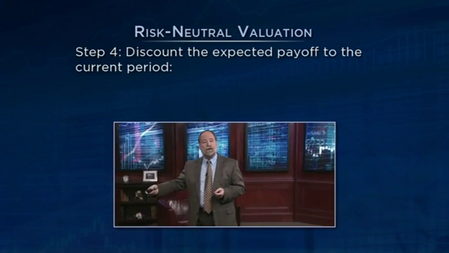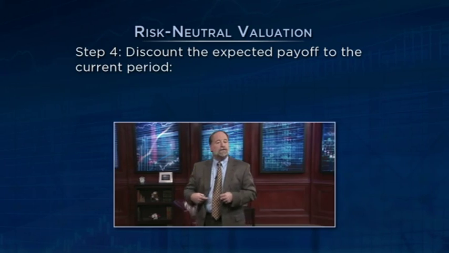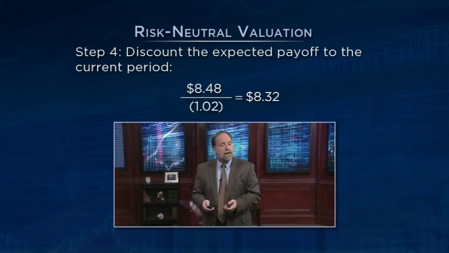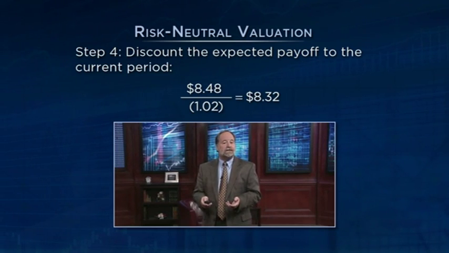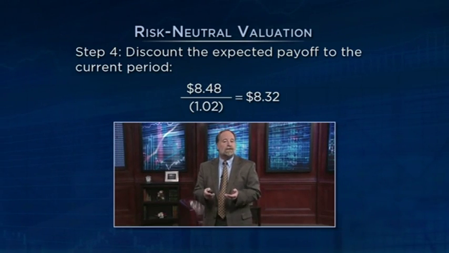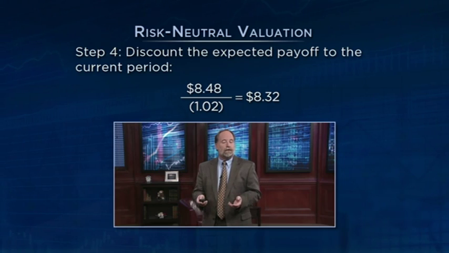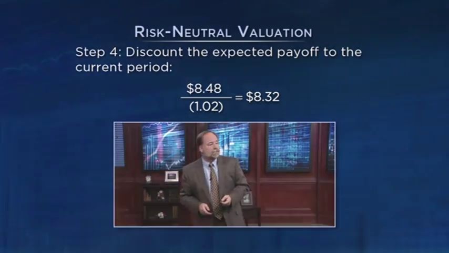All right, step 4. Because that's in the future, we need to discount it back to the current period. So take $8.48, discount it back one period at 2%. That's $8.32. And this is exactly the price that we got using the replicating portfolio approach. So risk-neutral valuation essentially works in this case. Okay, we've just shown that the price of an option is the expected value of its payoffs using risk-neutral probabilities that are inferred from the prices of the underlying securities.